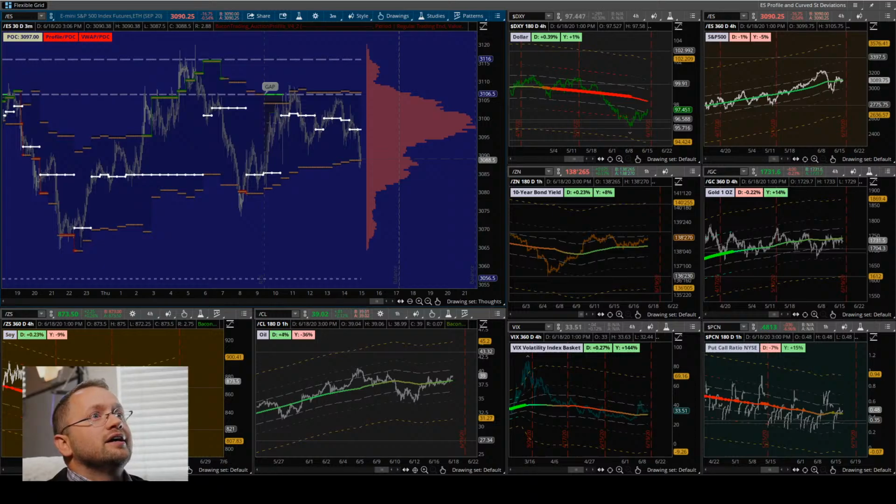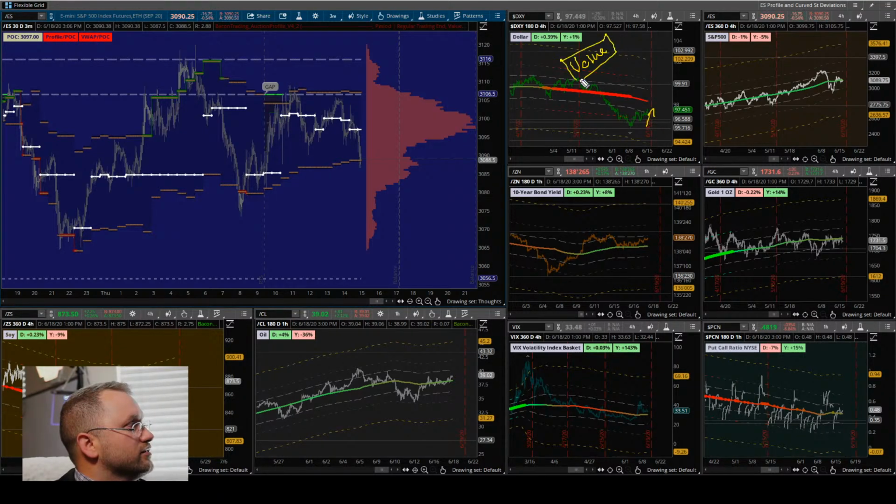You can look at the DXY, the dollar index. Where did my mouse go? I lost it. There we go. And you see it's moving up, which means that value, which is wanting to put on or wear dollars.